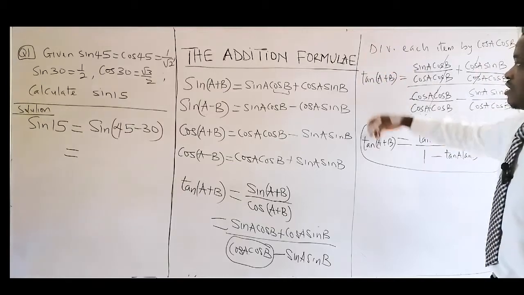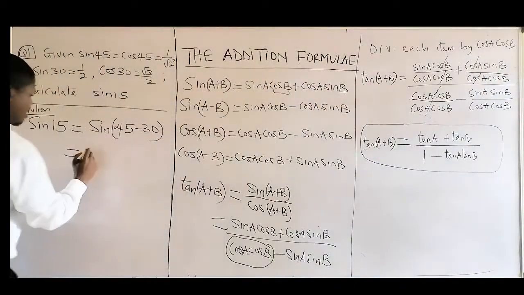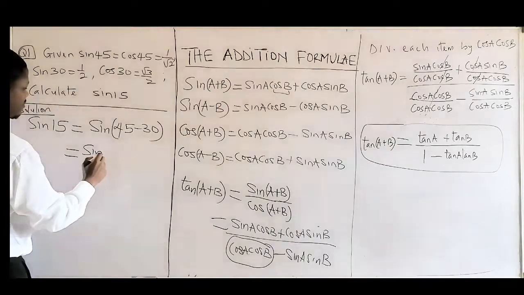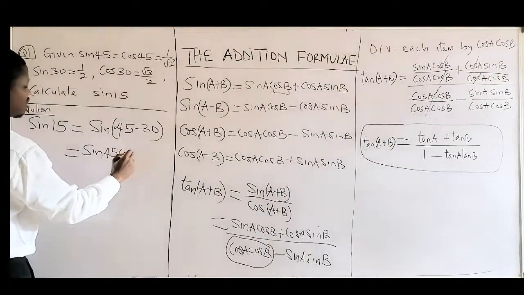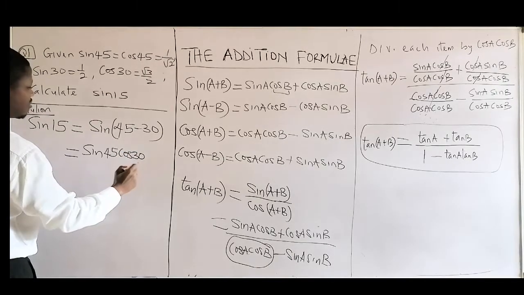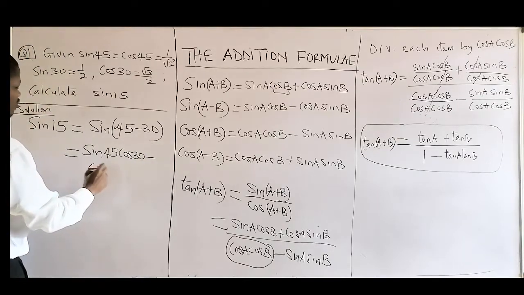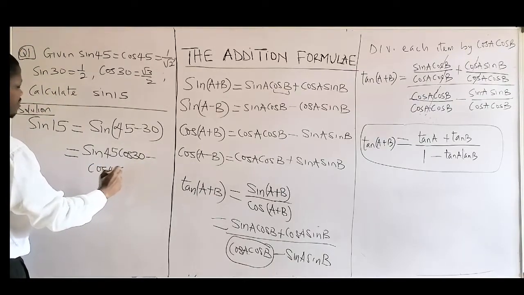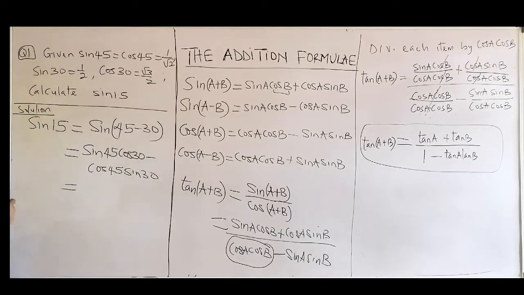Let's apply all those addition formulae. This will be equal to sine 45 cos 30, then minus cos 45 sine 30. So that's that. Let's substitute.